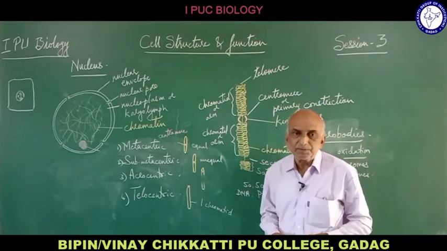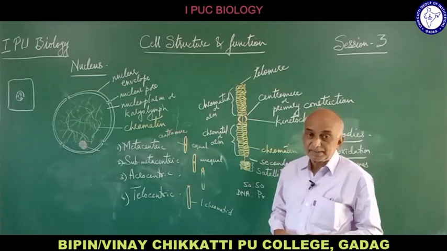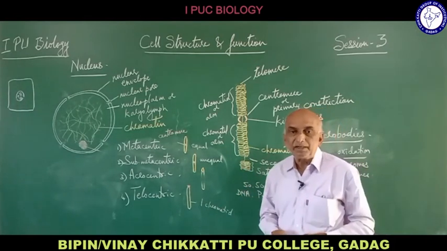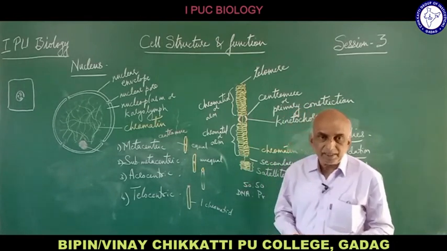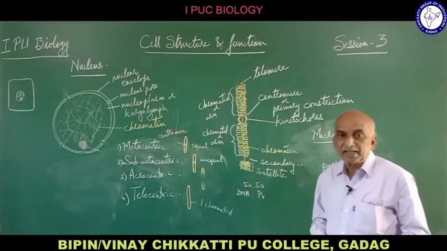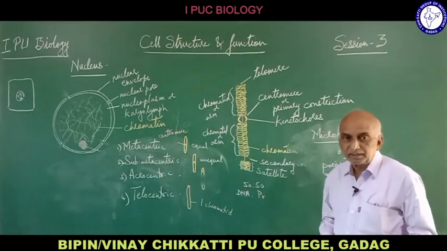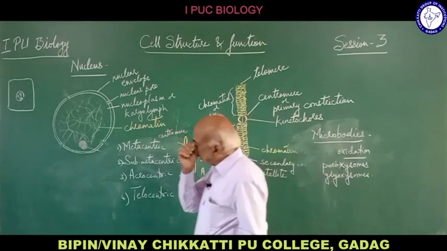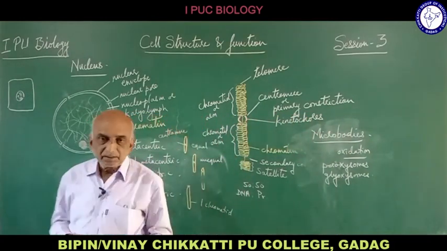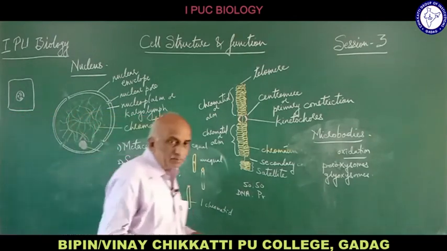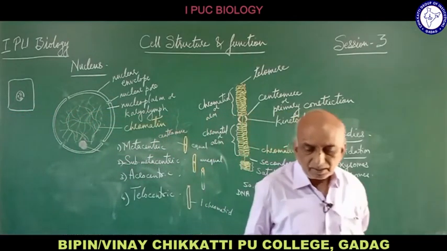Functions of nucleus means it is the controlling center of the cell activities because of the DNA present in the chromatin or chromosomes. So the DNA is the molecule which expresses the characters, which expresses the activities of all these cells in the living organisms, and that is why it is the controlling center of the cell. So this is about the cell structure and function.